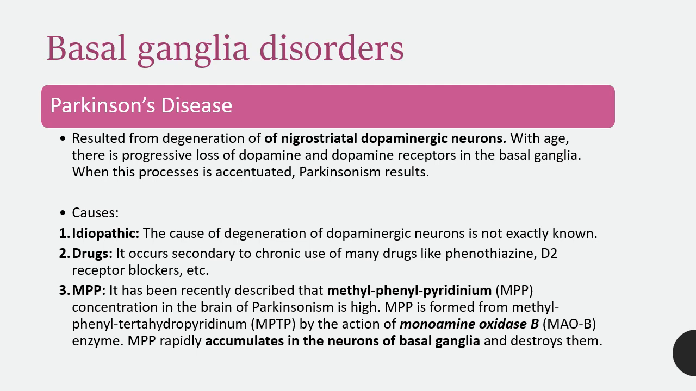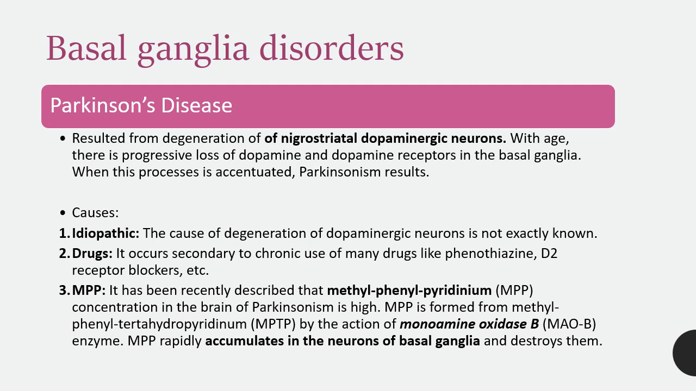A few causes of Parkinson's disease. First, idiopathic. The cause of degeneration of dopaminergic neurons is not exactly known. Second, drugs. It occurs secondary to chronic use of many drugs like phenothiazine and D2 receptor blockers.